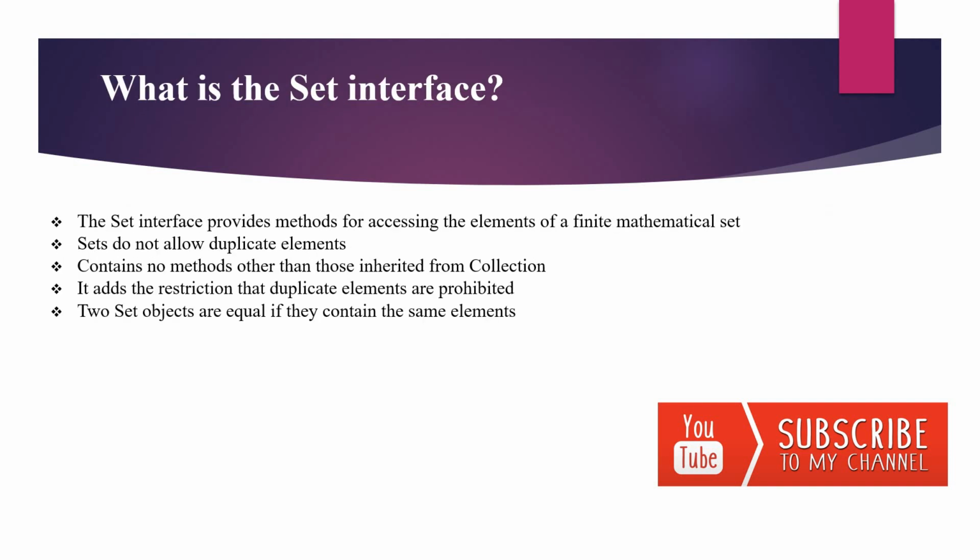Then we have Set, which is also under Collection. It's like List, Set and Map. Map we're going to cover in another video, but we'll be using Set here. List I've covered in this video. What is the Set interface? The Set interface provides methods for accessing the elements of a finite mathematical set. Sets do not allow duplicates and contain no methods other than those inherited from Collection. It adds the restriction that duplicate elements are prohibited. Two Set objects are equal if they contain the same elements.